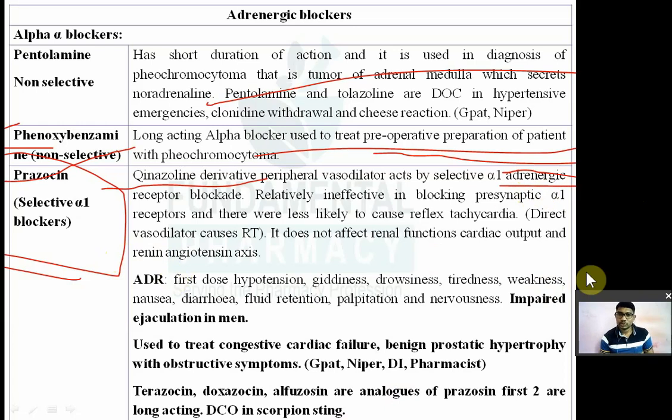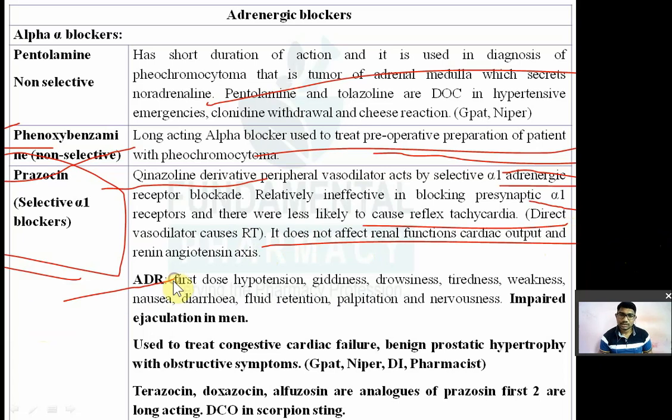These drugs are only effective in blocking the alpha 1 receptor at the effector cell. They are not able to block the alpha receptors which are presynaptic, and therefore they can cause a reflex tachycardia. It does not affect the renal function and cardiac output, and there is no action on the renin angiotensin axis. They only block the alpha 1 receptor and decrease the peripheral resistance.